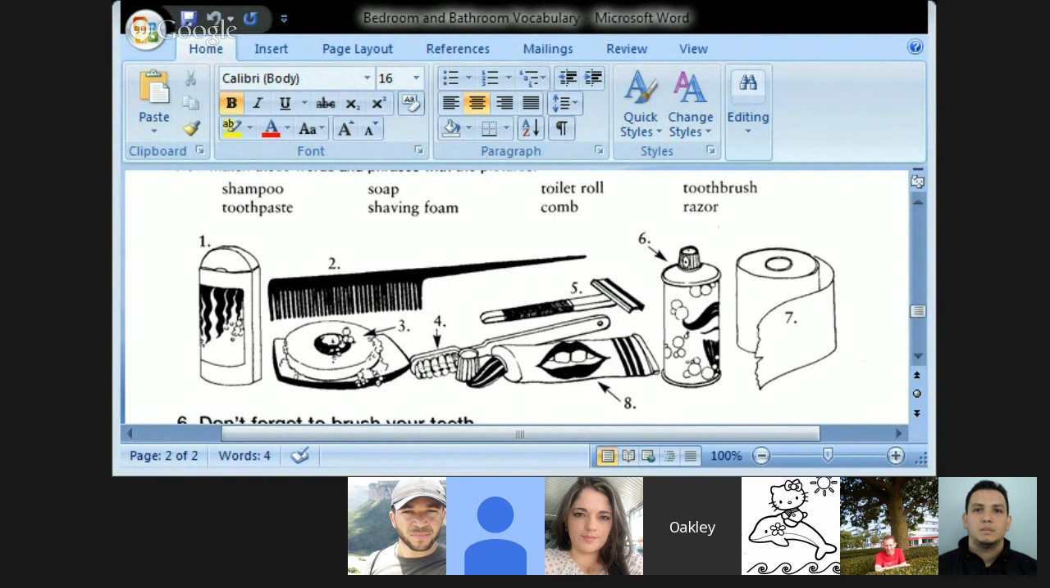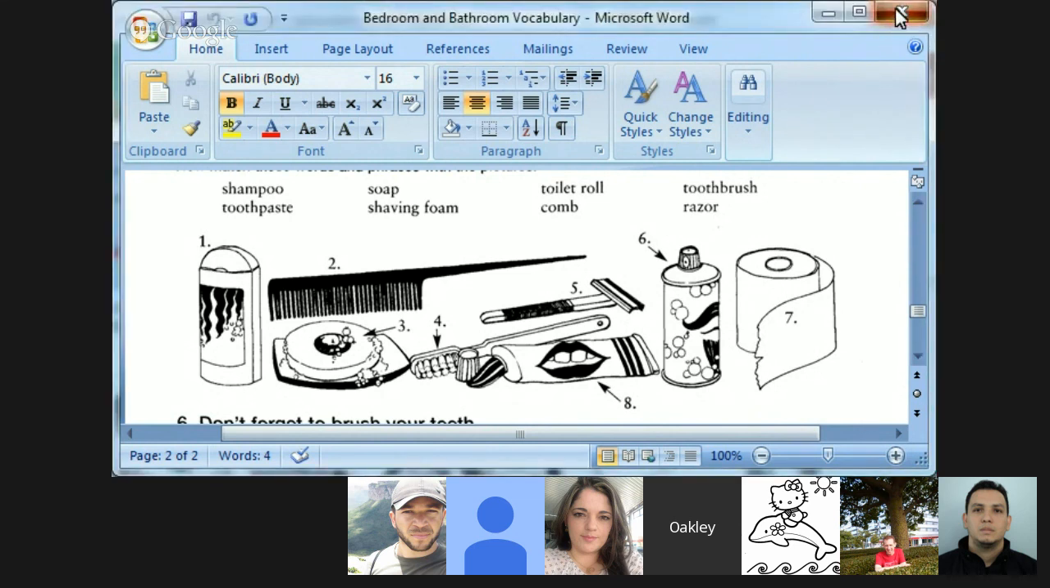Yeah, toilet roll. Americans would never say that. Americans always say toilet paper. You can say toilet tissue. Sometimes we say TP. Give me the TP. Okay. And there it is. And there we go. We are out of time.